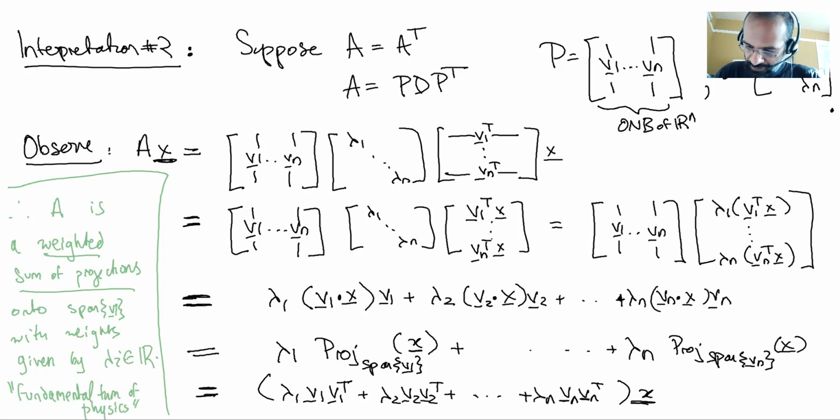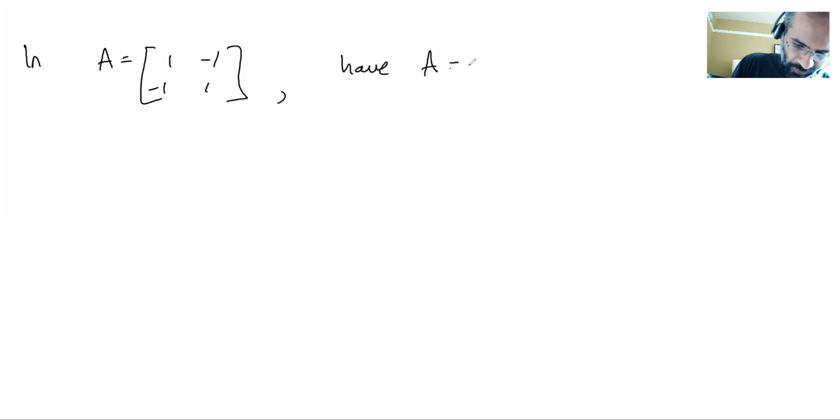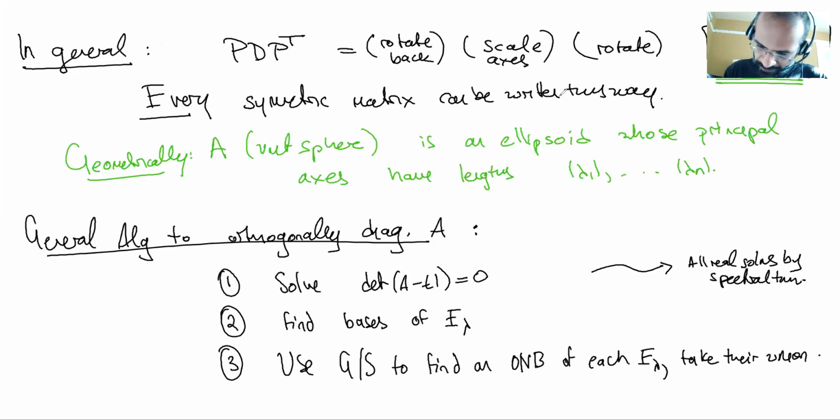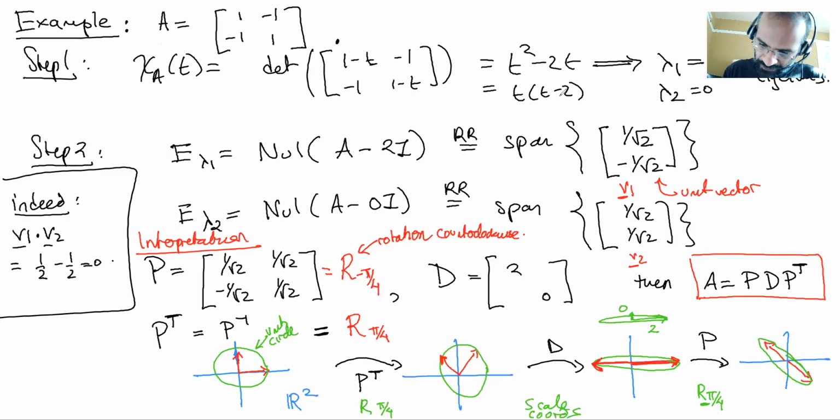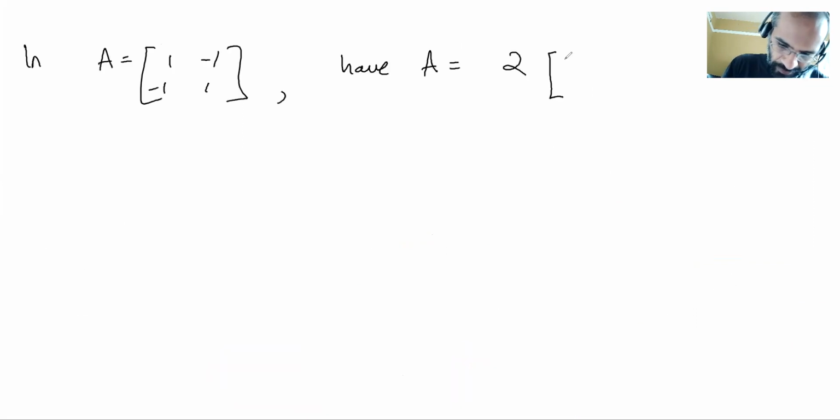And in our example, we can just work it out. So for our example, let's just write it down. In this example, we have that A is equal to 2 times the first eigenvector times its transpose. So it's 1 over root 2, minus 1 over root 2, right?